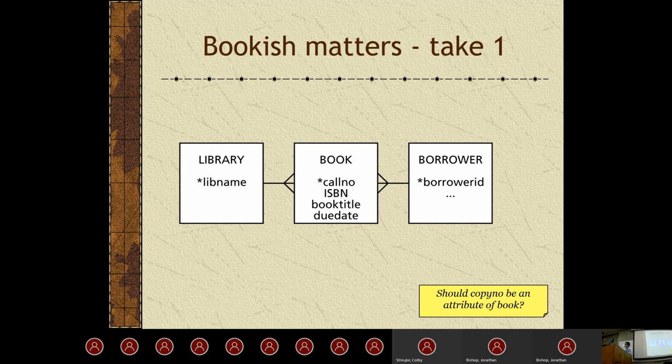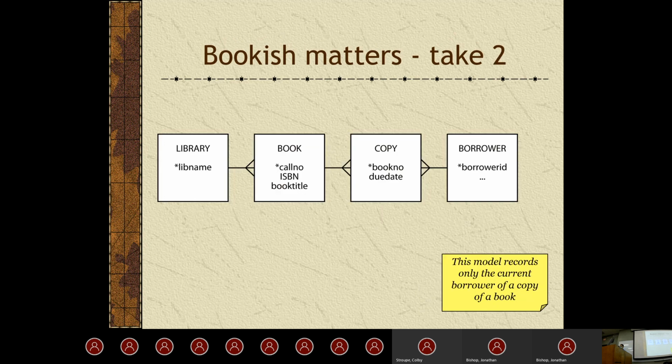So this is not necessarily well formed because, for one thing, we're missing attributes. For another thing, there's a big problem here. Can a library have multiple copies of a book? It certainly wouldn't be a very good library if you walked into it and picked up the book and it was the only copy they had of that particular title. So we want to go ahead and add in a copy entity.